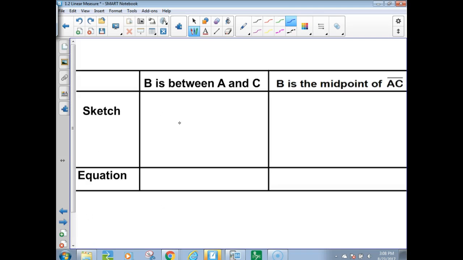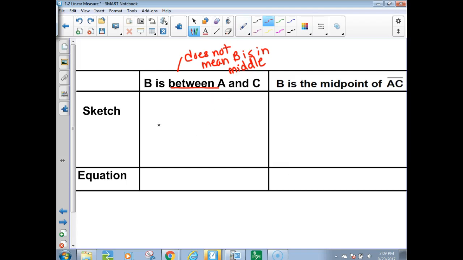Okay, now we're going to work on a sketch. These are very different concepts. I want you to make sure, this is very, very important, that you get this straight right off the bat. Saying that something is between does not mean that B is in the middle. It just says it's between A and C.